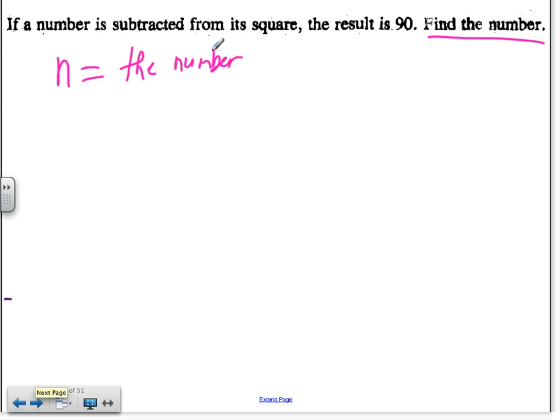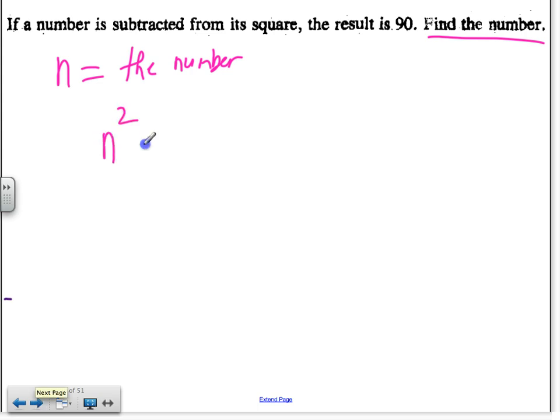Now let's go back and revisit the first sentence right here. It says, if a number is subtracted from its square, a number subtracted from its square. How do you write subtracted from its square? N minus square. Okay, so we know the number is subtracted from its square. How do you write its square? How do you write 5 squared? This is a number squared. So how do you write a number squared? Yeah, exactly. So n squared, right?